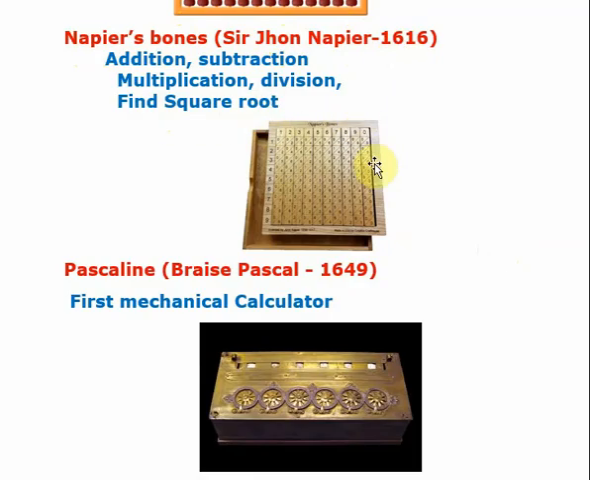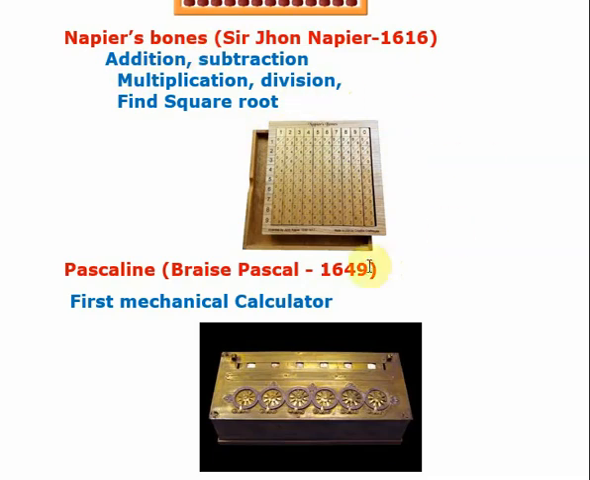Here it can be a wooden piece of component, or else bones, animal bones, used to write these numbers. That is the basic understanding enough: what is used, who invented it, and the functionality.